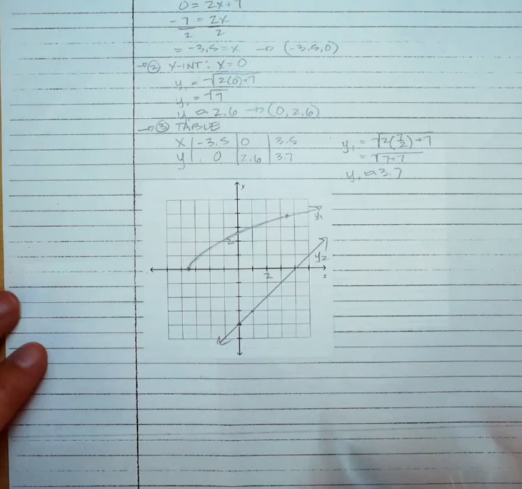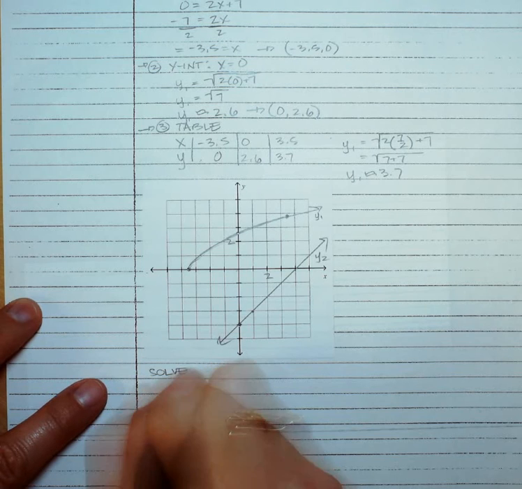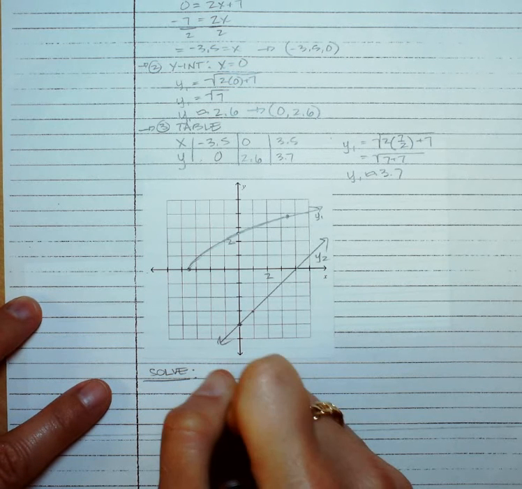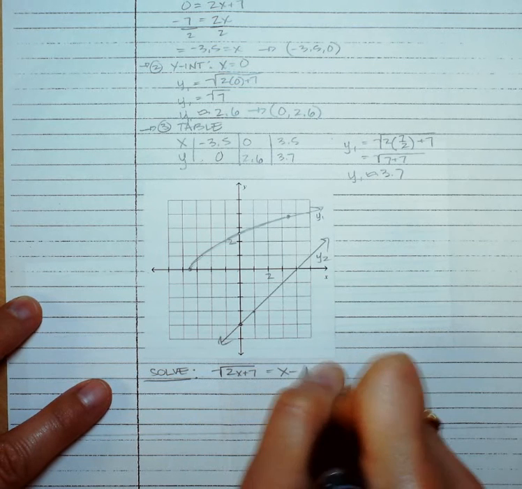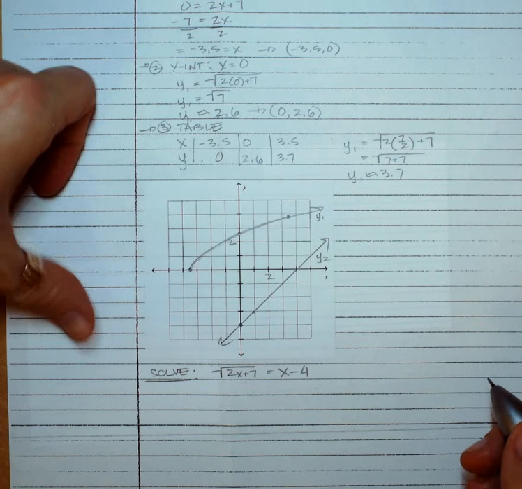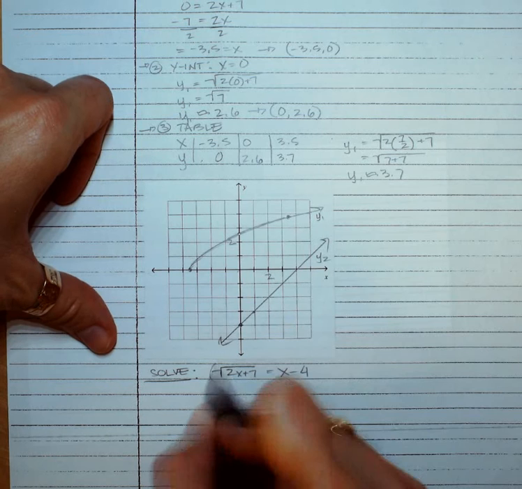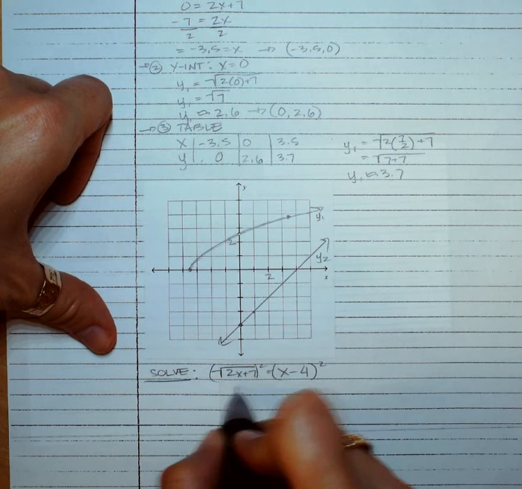Okay, so here we go. We have the square root of 2x plus 7 equals x minus 4. Now I have a square root, but I have x's on both sides, so I need to be a little bit careful here. So I'm going to square the left side, and I'm also going to square the right side. So the left side becomes just 2x plus 7.